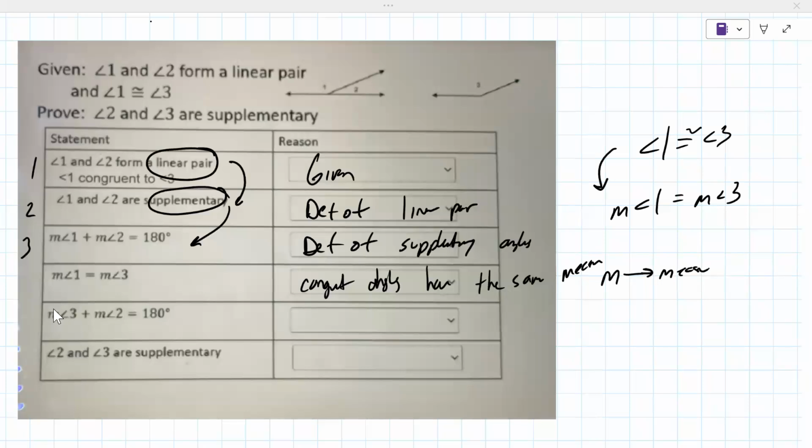All right, so now what about this measure of angle 3 plus measure of angle 2 equals 180? So what's going on there? We can get into how to actually diagram this, but what's going on here? Well, it actually comes from line three. What do you see from, and it's okay to go back more than one line. What's the difference between line three and line five?